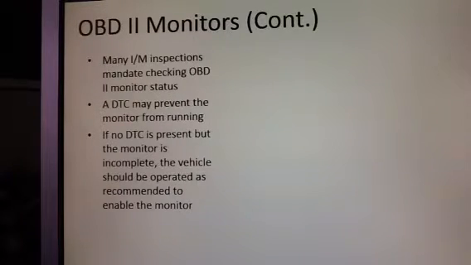Still speaking about our monitors here, many inspection and maintenance programs mandate checking those monitors like we said before. A diagnostic trouble code may prevent the monitor from running. So if we have an EVAP code, we may not even get the monitor to run for this vehicle. Or we may not be able to do that with a heated oxygen sensor monitor. As we talked about, the heated oxygen sensor monitors must run before a catalyst monitor may run. So if we have a problem with an oxygen sensor, we may be faulting out on two tests that this onboard diagnostic 2 monitor can run.